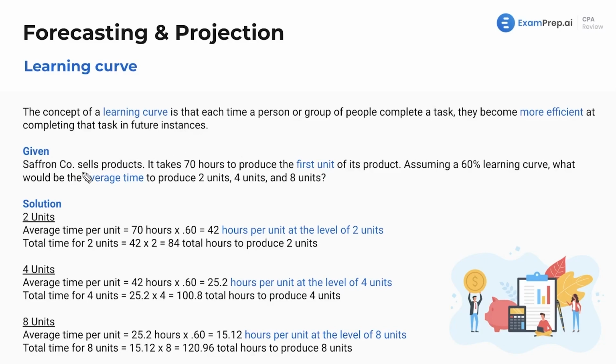So Saffron Company sells products. It takes 70 hours to produce the first unit of its product. Now, assume we have a 60% learning curve. This will just be given to you in our questions. That's very nice that they'll just give it to you.